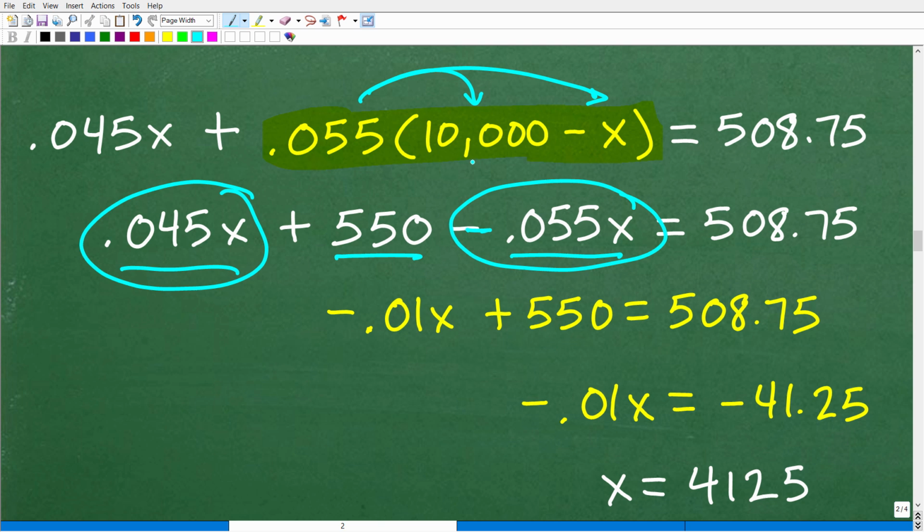So 0.055 times 10,000 was 550. I think I said that. Well, hopefully you can see the work here, just in case I misspoke. All right, so we have negative 0.01x. Again, this is the result of combining like terms here, plus 550 is equal to 508.75.